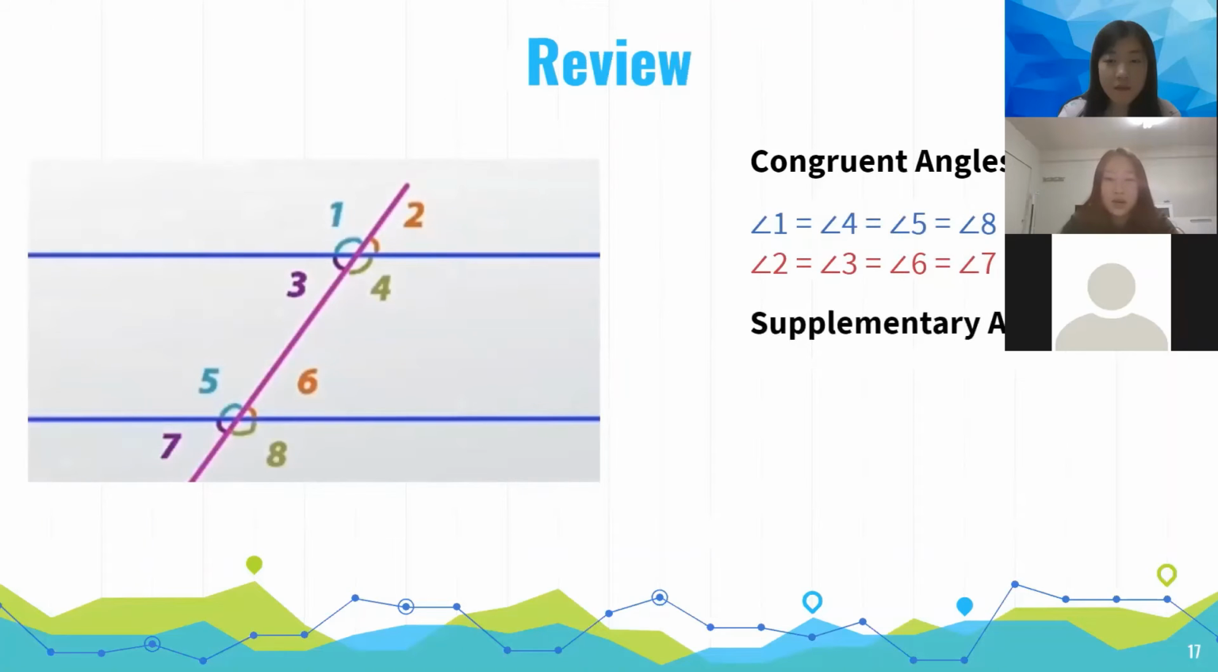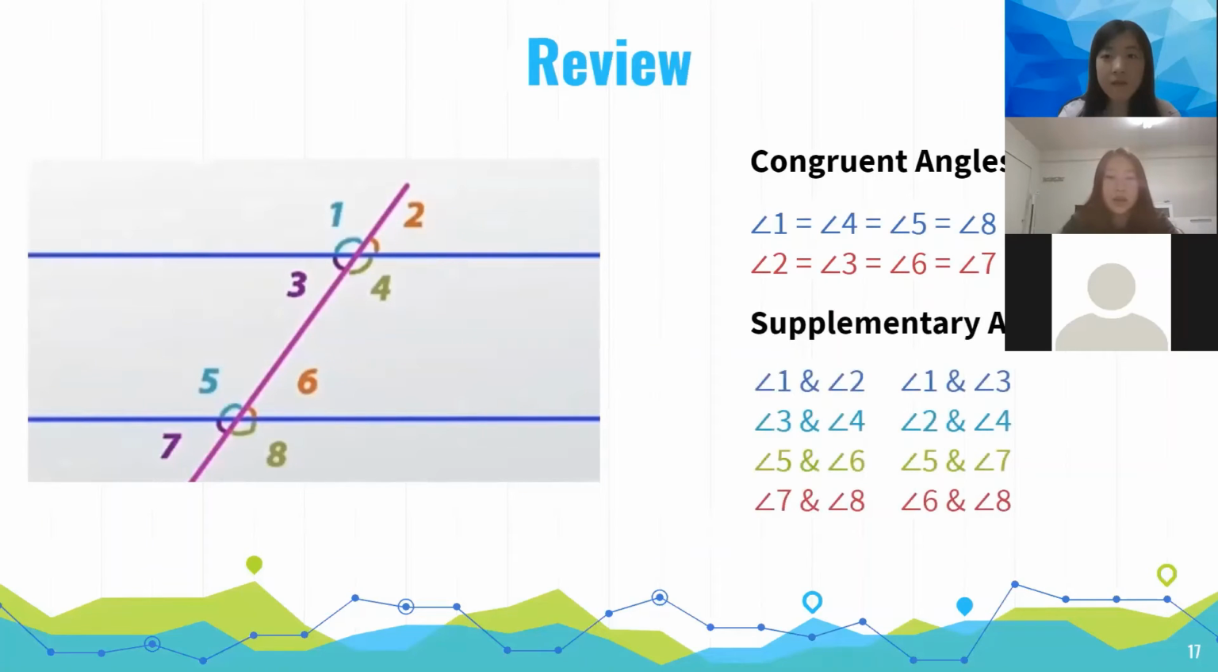Okay, so congruent angles, which means the same angle. Congruent means same, so congruent angles means the angles that are the same, like they have the same degrees. Like a 50 degree angle equals another 50 degree angle. So here 1, 4, 5, 8 are all the same angles, and 2, 3, 6, 7 are all the same angles. And supplementary angles are the angles that add up to 180 degrees.